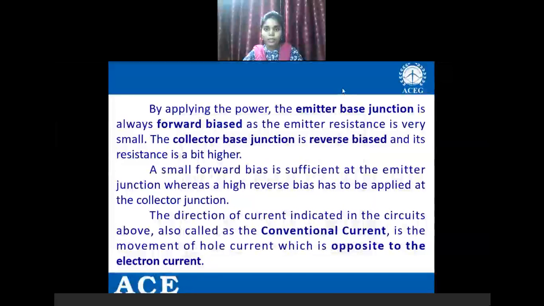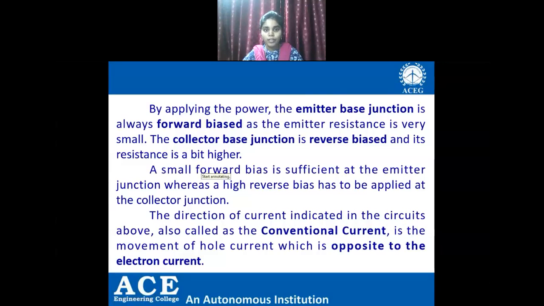By applying the power, the emitter base junction is always forward biased and the emitter resistance is very small. The collector base junction is reverse biased and its resistance is a bit higher.